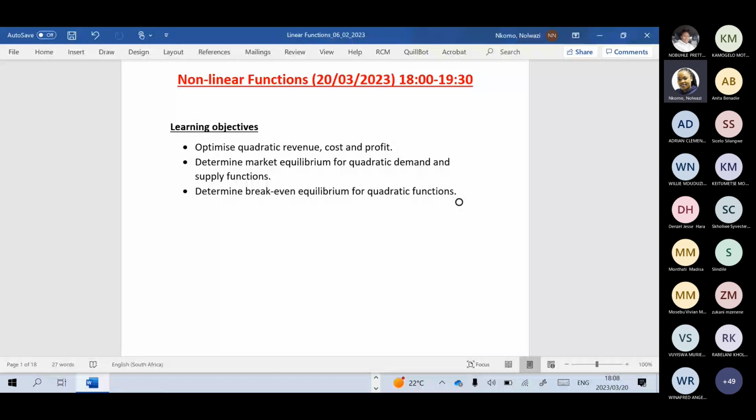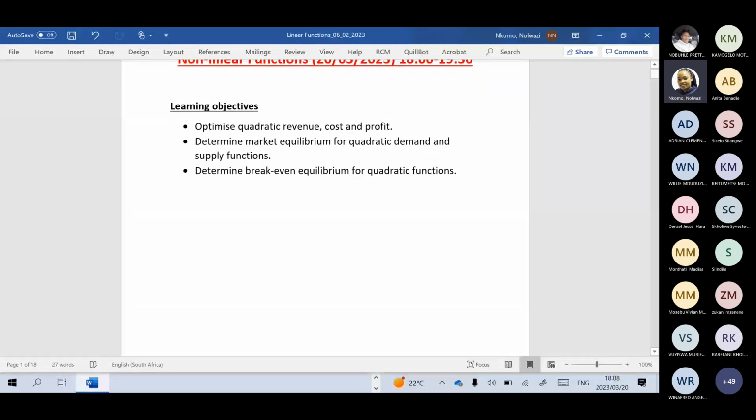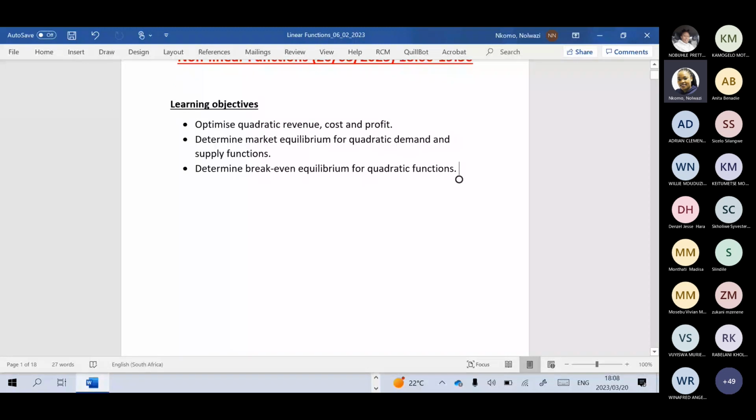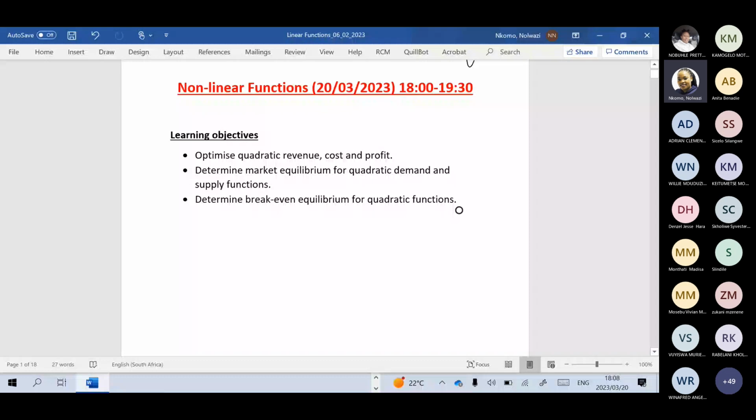Again, the theory of nonlinear functions is considered to be knowledge that you have gained in grade 12 or somewhere else. By the end of this class, you should be able to optimize the quadratic revenue, cost, and profits, and then determine the market equilibrium for demand and supply functions, and then determine the break-even point for quadratic functions, like for total revenue and total cost functions.